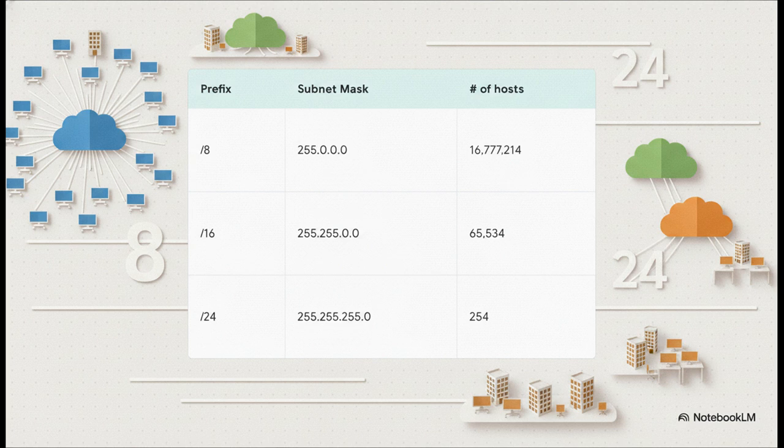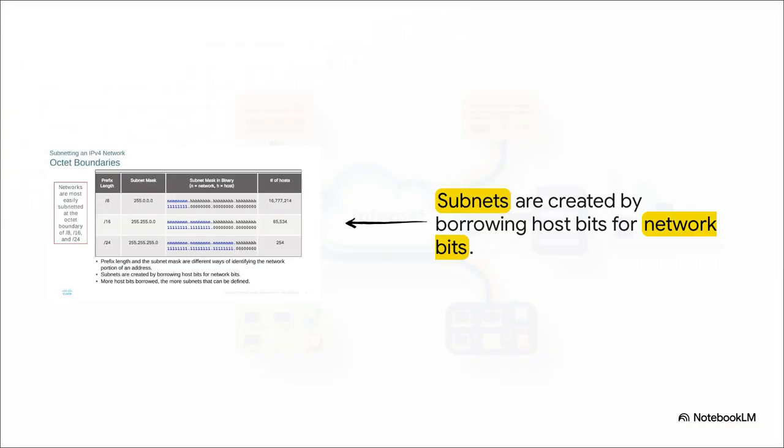The /24 boundary is incredibly popular, mostly because 254 hosts is usually the perfect size for a standard office or department. Now here's where it gets kind of cool. Let's look at the actual binary math under the hood. In the middle column, the 1s represent the network bits, the N's, and the 0s represent the host bits, the H's. This proves that subnets are created simply by borrowing host bits to become new network bits. The further to the right those 1s go, the more you are dividing up the space.